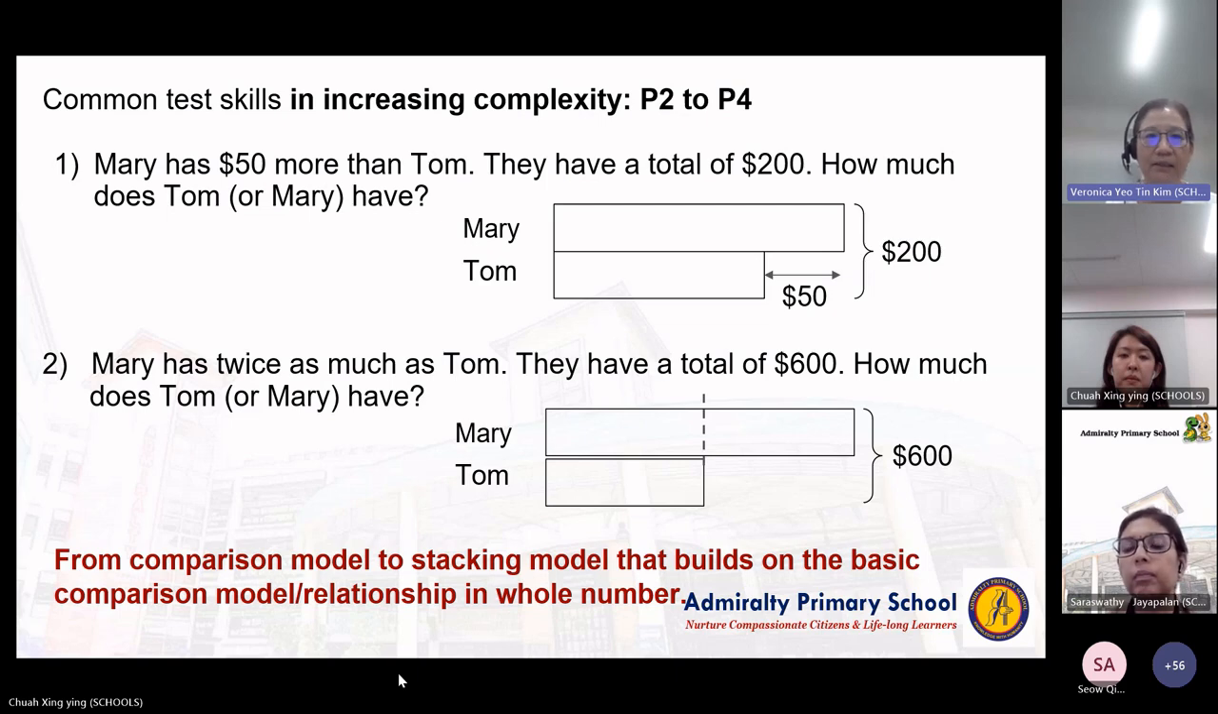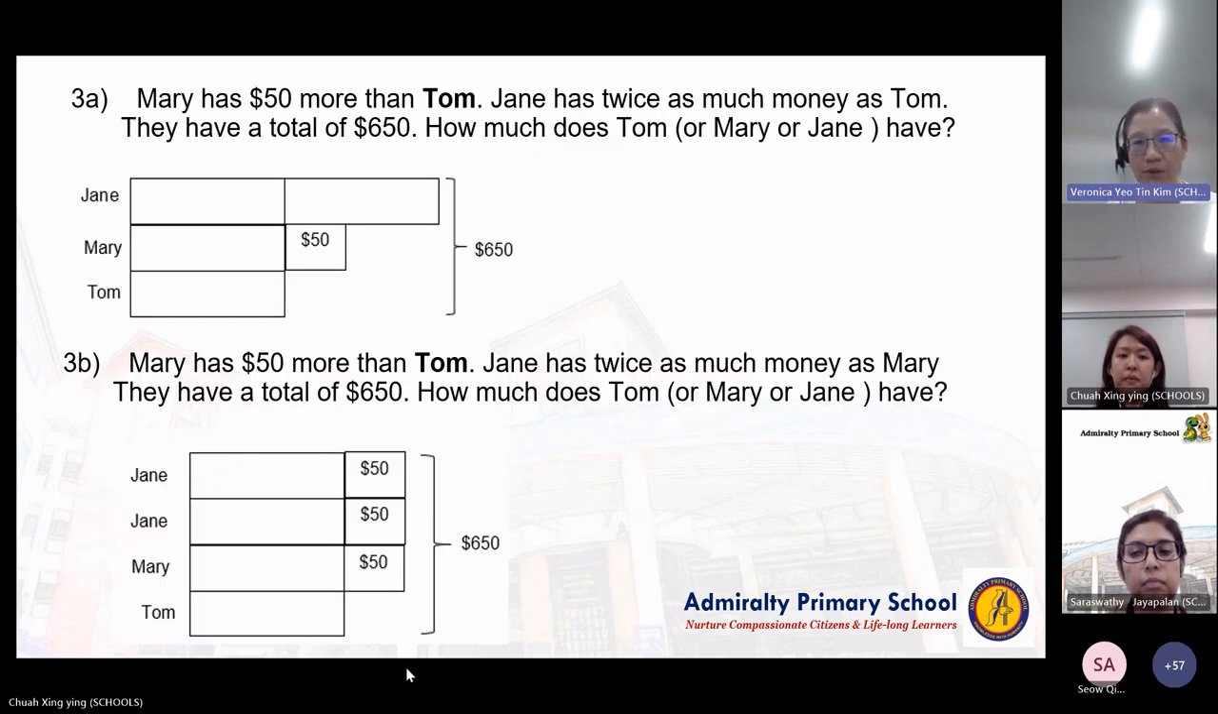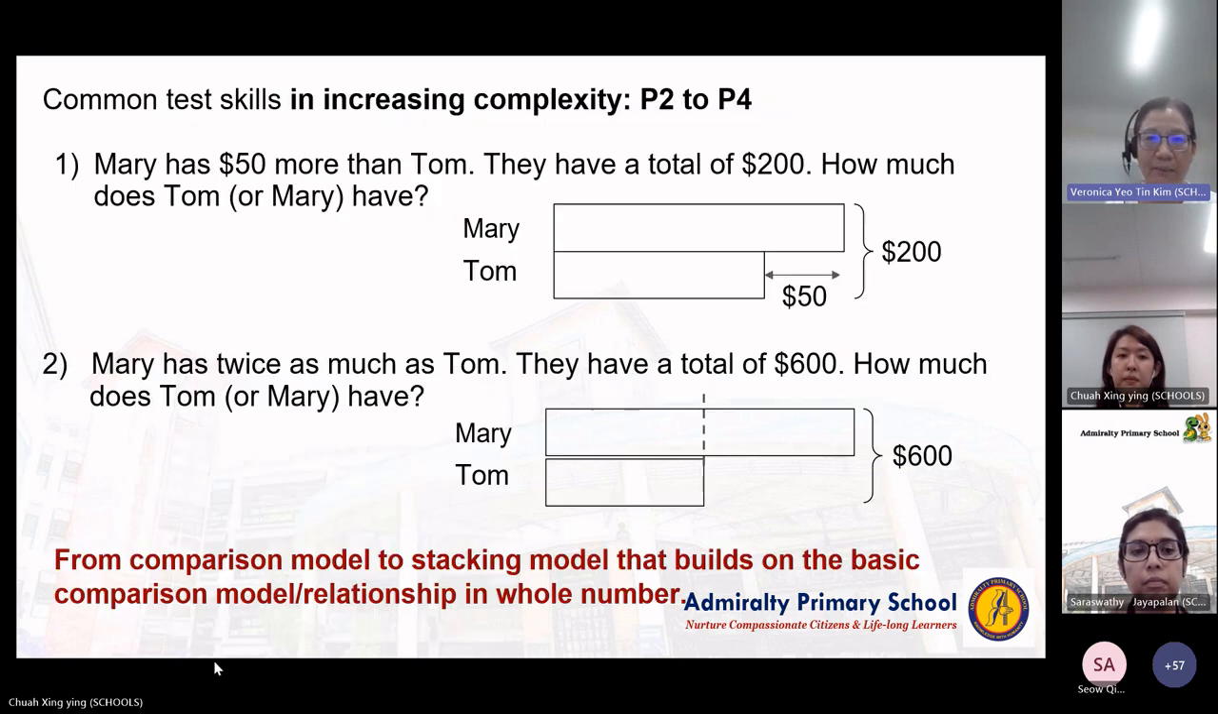So the kids need to understand, first of all, when it comes to the comparison model, what is the meaning of $50 more? How do they draw the longer bar? Who has a shorter bar? Where do I park my $200, which is the total? And then later on, how do they actually work out that comparison model? Which is to take the $200 minus the $50, and then they have two identical units. Then that's where they divide by 2. I think all this will be walked through in greater detail by my colleagues later on.